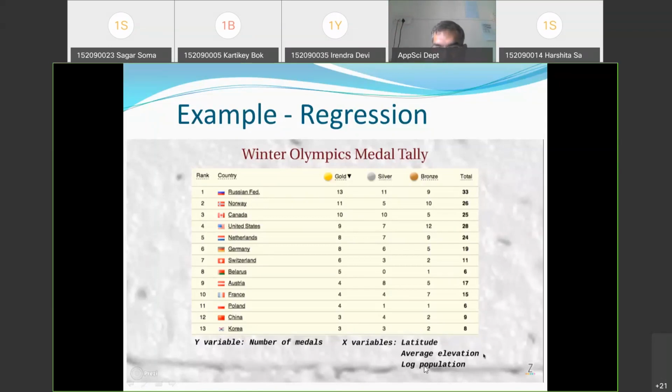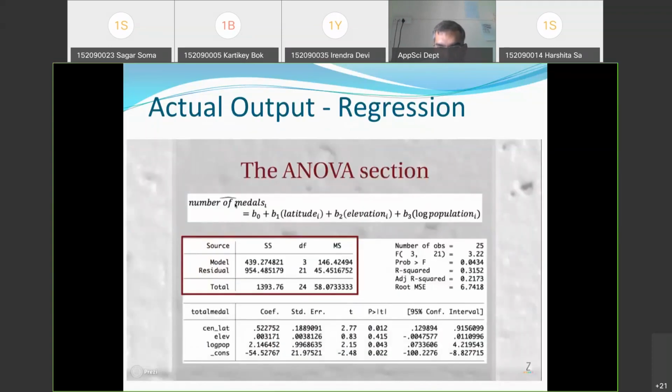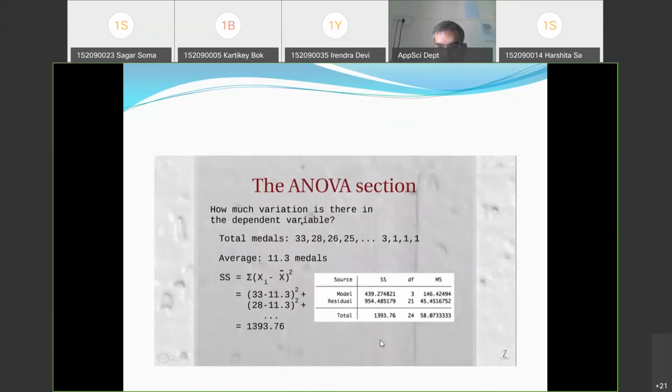Actually, here the log of population fits better. It is found out, so the log of population is taken. You can consider it as population. The third independent variable is the population. With these, a regression model is developed, and we are trying to analyze how good that regression model is. That is shown here, the three independent variables, and the data points taken are 21.